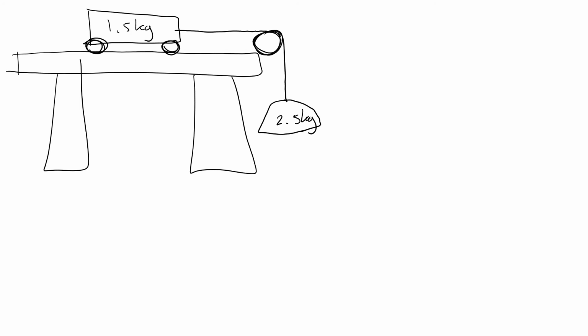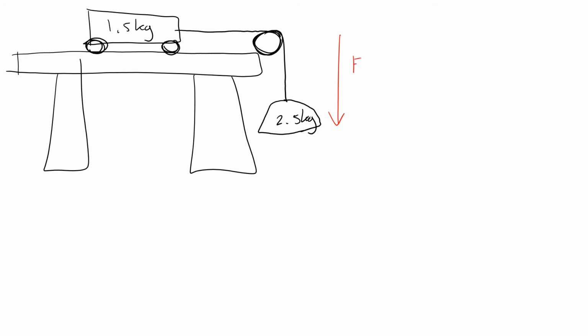The question says, a 1.5 kilogram dynamics cart is connected by a cord to a 2.5 kilogram mass as shown. The cord is placed over a pulley and the mass is allowed to fall under the influence of gravity. It says, calculate the acceleration of the cart, assuming that the cart is unhindered by friction. So we need to identify the force acting on this apparatus. The only force acting here, because there's no friction force or air resistance, is the downwards force by gravity.